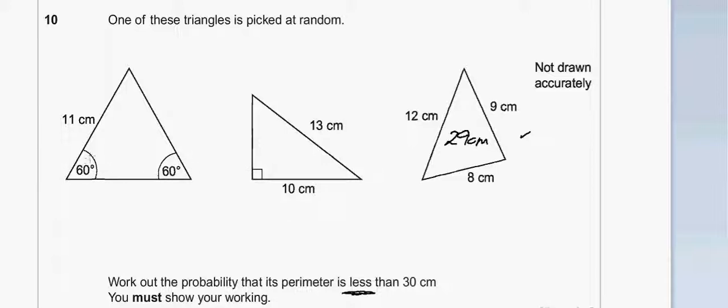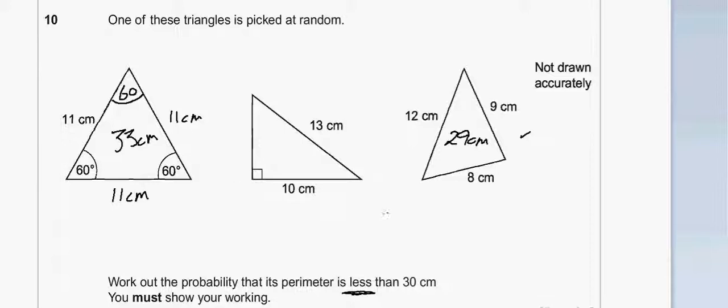Now this one, this angle is 60 degrees and this angle is 60 degrees. Now I know that there's 180 degrees in a triangle, so this angle must be 60 degrees as well to make the 180 degrees. If that's the case, it's an equilateral triangle, so this side will be the same length as this side, and this side will be the same as well. So the perimeter of this triangle is 3 times 11, which is 33 centimeters.